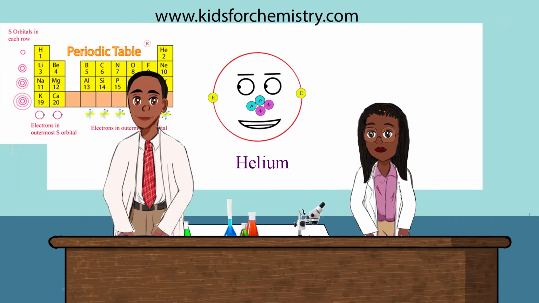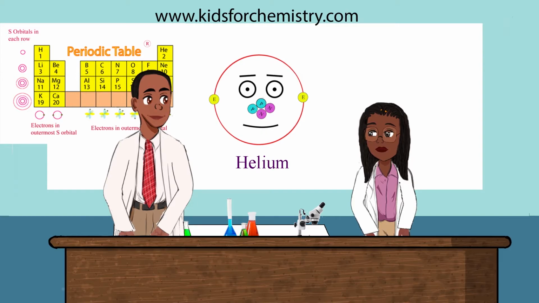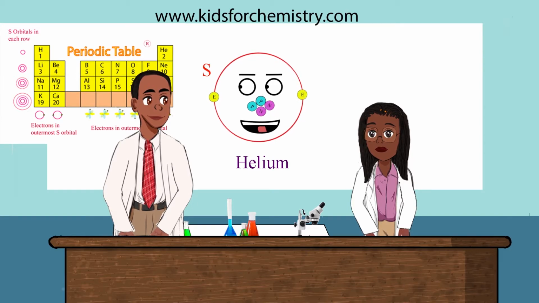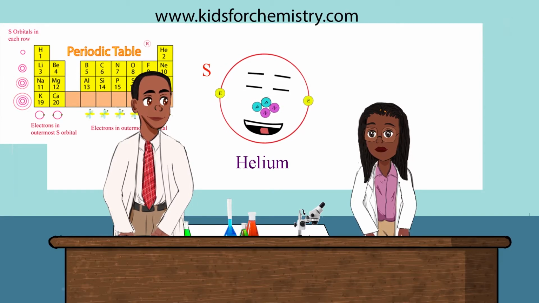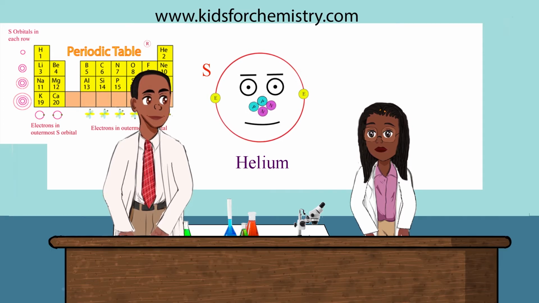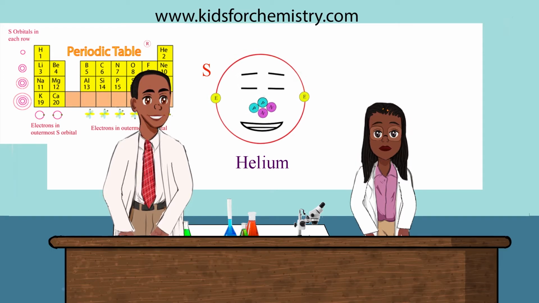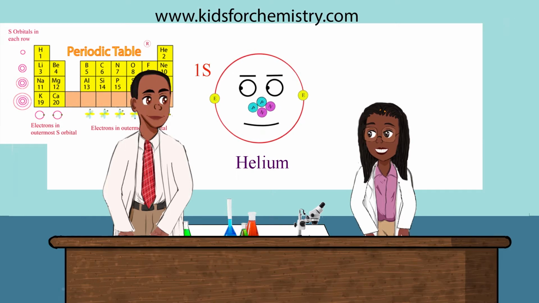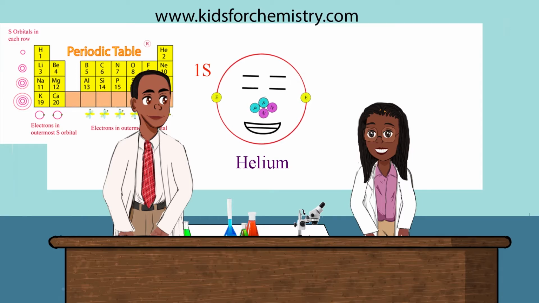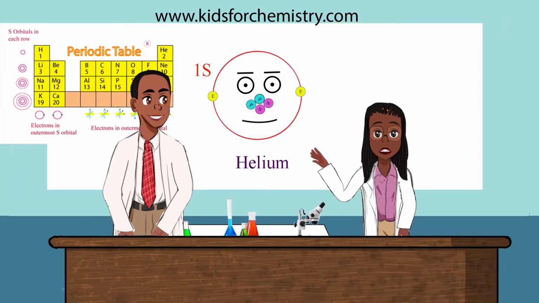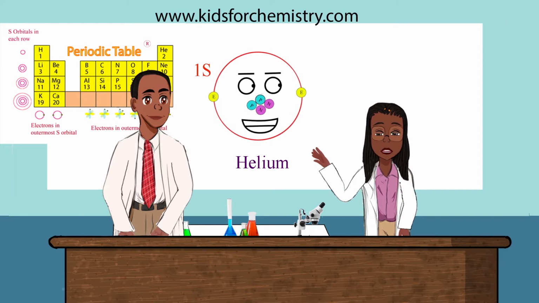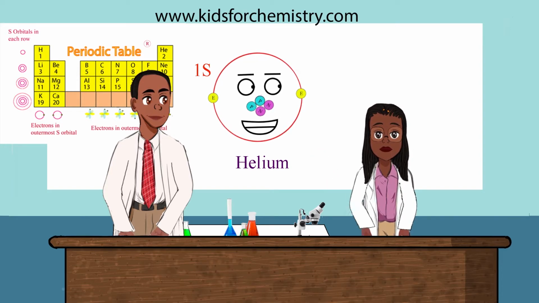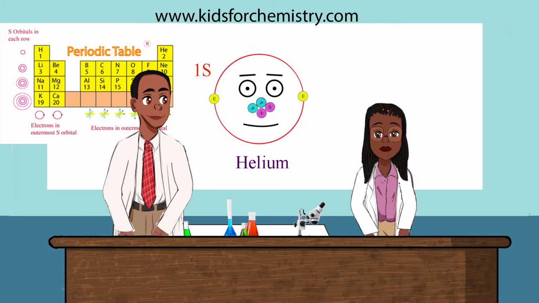Remember that the red circle represents the s orbital. S orbitals are round and spherical, and both electrons are in this orbital. We have a special name for this orbital. We will call it the 1s orbital, since it is the first s orbital. You must remember that the maximum number of electrons that can go into an orbital is 2. This is very important to remember because lithium has 3 electrons.